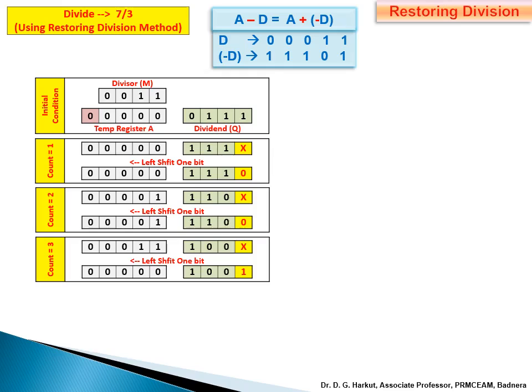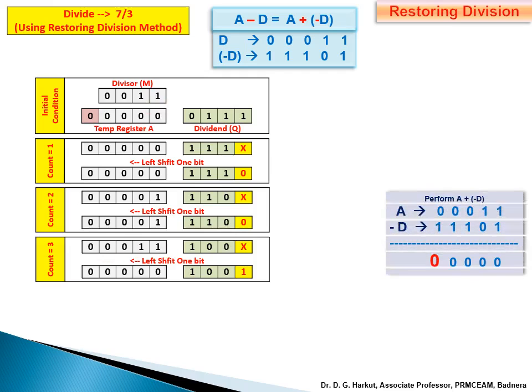Again repeat the same step. Left shift content of register A and Q 1 bit. Subtract D from temp. It gives 00000, 0 being the sign bit, temp is positive number, hence set value of Q0 to 1. No need to restore, temp being positive.